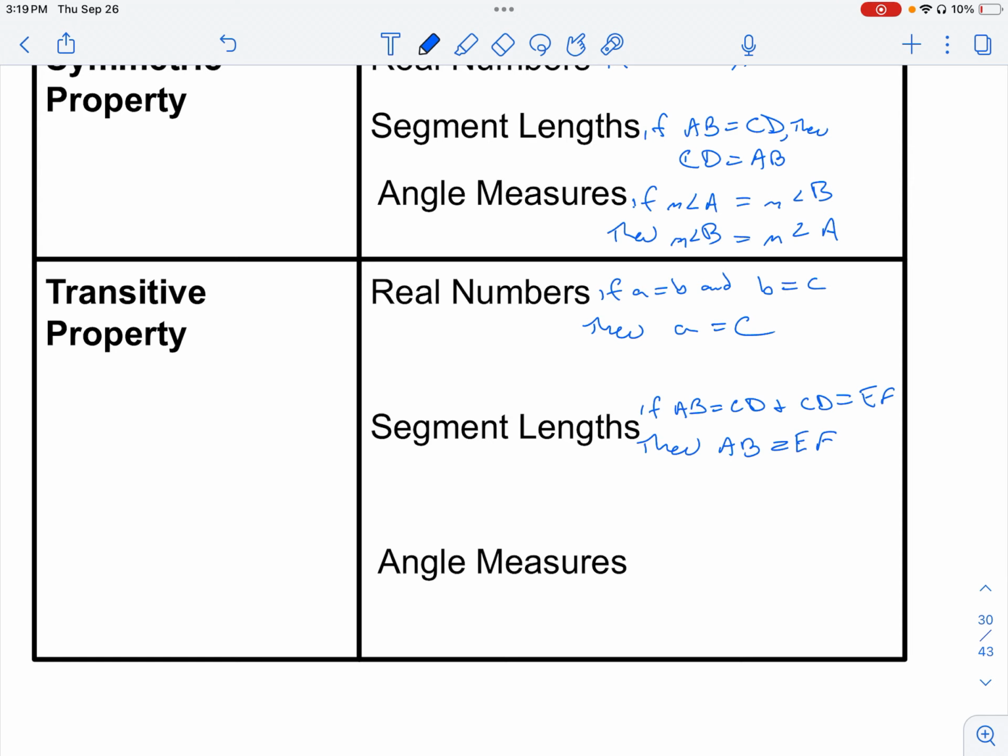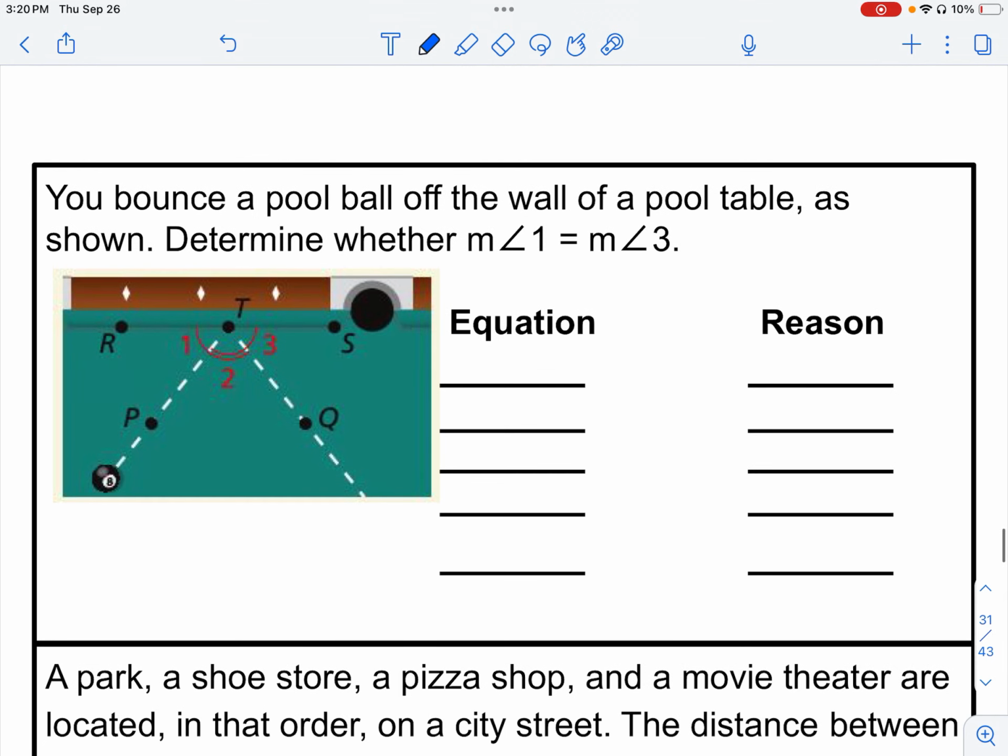And if we're dealing with angles, nothing changes. The measure of angle A equals the measure of angle B, and the measure of angle B equals the measure of angle C. Then the measure of angle A equals the measure of angle C. So keep it simple, things don't change. So let's see if we can use these to our advantage. Let's make it more complicated.